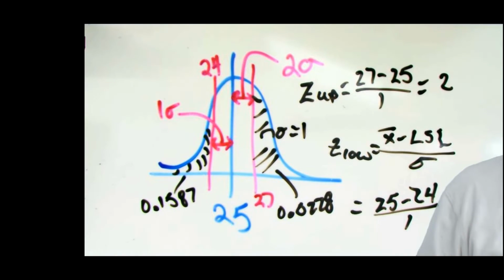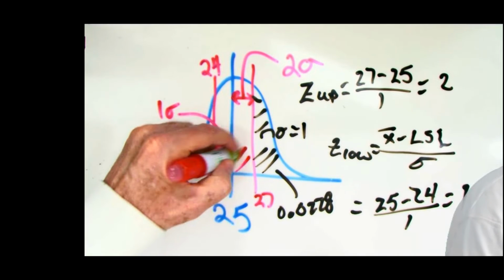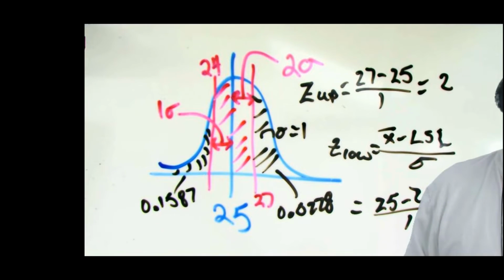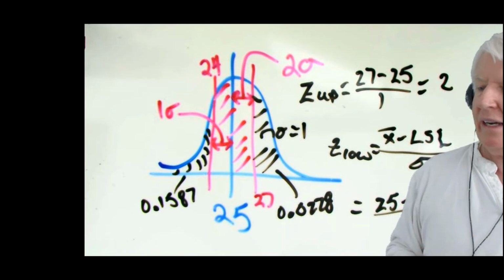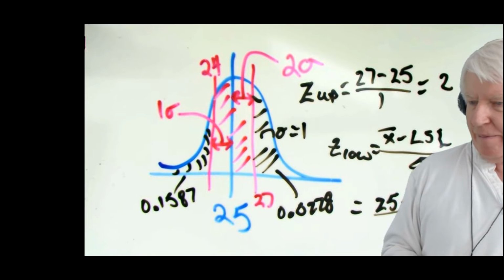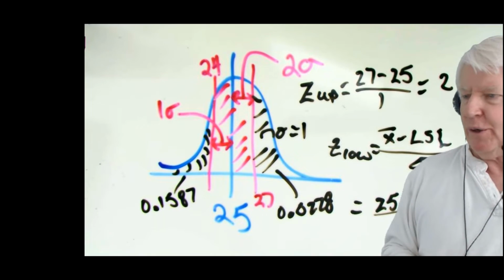And I want to know this red area. The question's asking for that area, correct? Right. So you did the right thing. You added these together and subtracted from 1. And that's the right way of doing it.